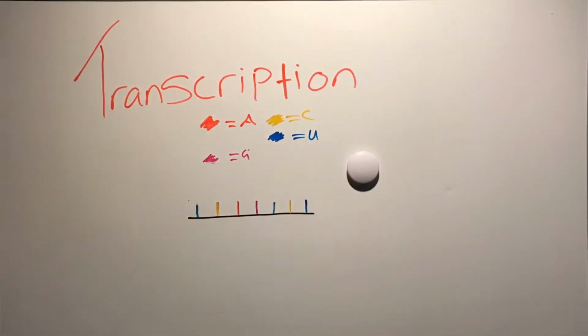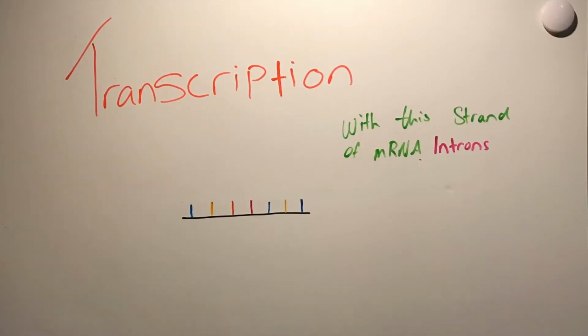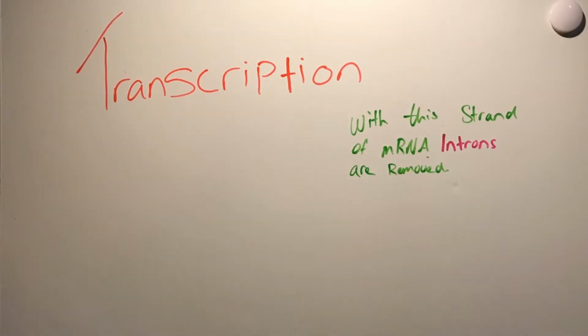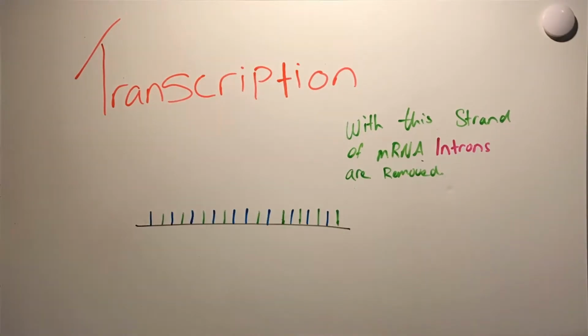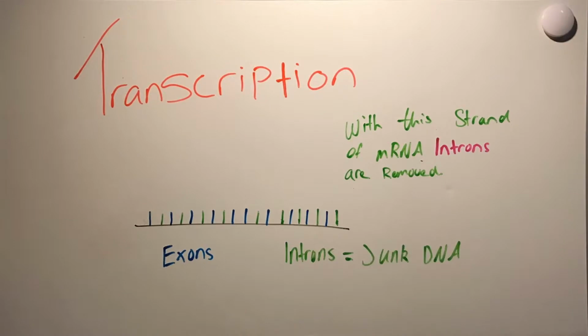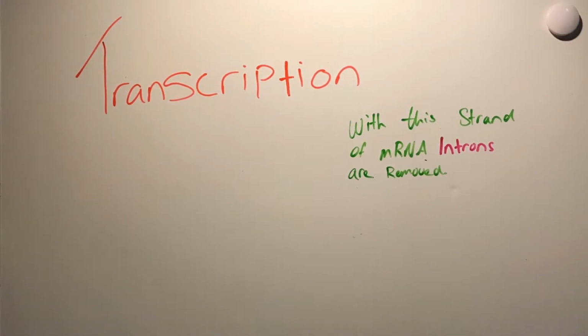Before the messenger RNA can leave the nucleus, RNA splicing must take place. Before splicing occurs, the mRNA is known as pre-mRNA. Then, however, introns, which are non-coding sequences of genes, basically junk DNA, are removed. Once this is complete, the mRNA is mature and is ready to go.